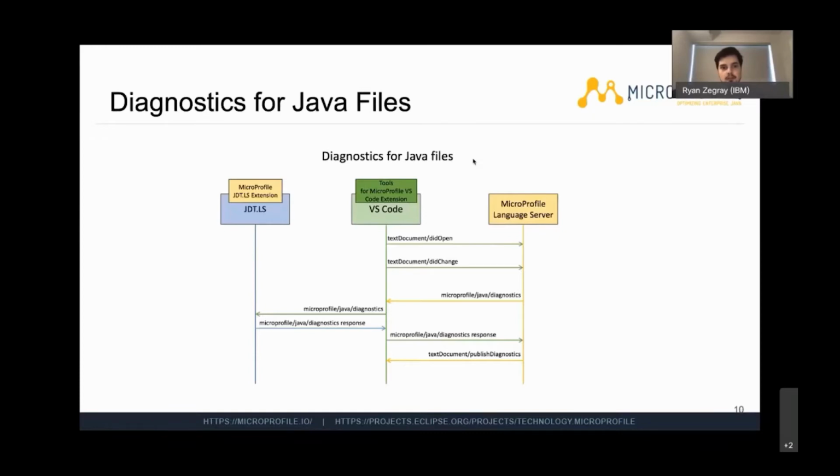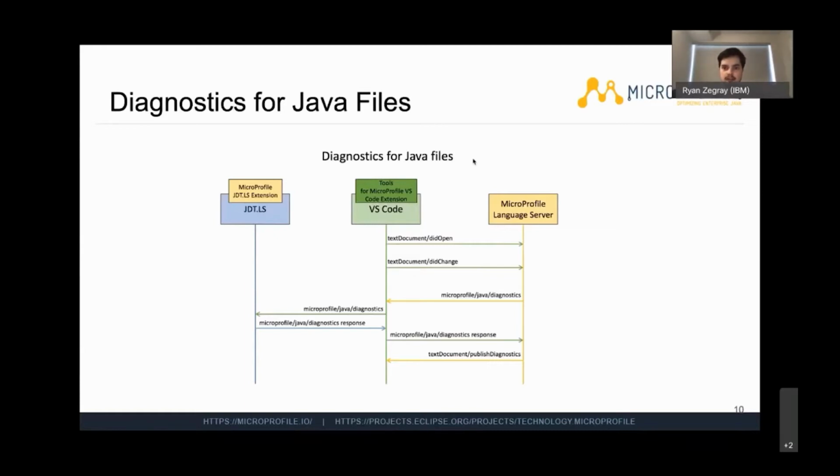So for diagnostics for Java files, diagnostics are controlled by the server, meaning that it will receive notifications that a document has changed or that a document was opened, through notifications like text document did open or text document did change. And then when appropriate, the MicroProfile language server will try to compute the diagnostics.